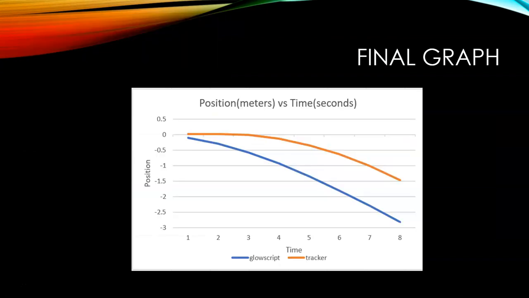Here we have the final graph that I got by comparing the position and time from Tracker that I did by hand to the times given by the GlowScript code. As you can see, the GlowScript one is vastly different than the Tracker, which would make sense considering that the Tracker is done by hand, which would account for human error.